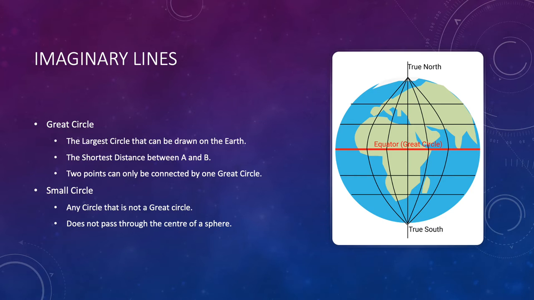We also get small circles as well, and that's any circle that is basically not considered a great circle. Okay, so if it doesn't cut through the same latitude at the same angle, it will be considered a small circle, and it does not pass through the center of the sphere at any point. Okay, so it might be slightly higher up, maybe at a higher latitude or lower latitude.